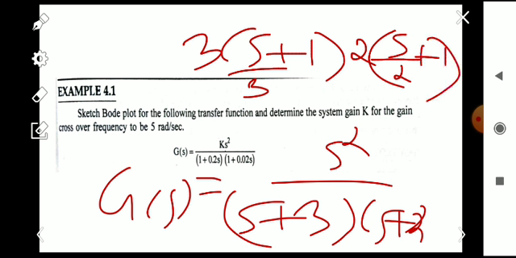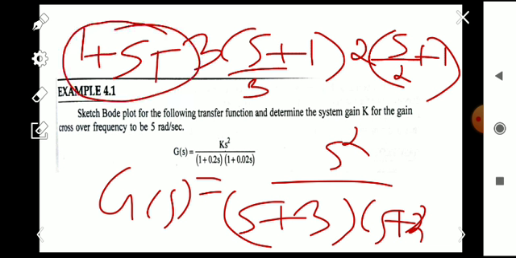Likewise we have to make the term 1 plus sT format. If it is a first order term, we have to make it 1 plus sT format, so that is the standard form for a first order function. If it is a second order function, we also have to make it in the second order standard form. We will discuss it later.